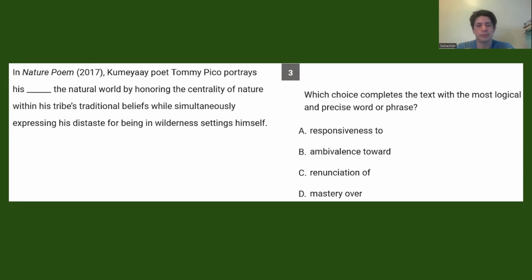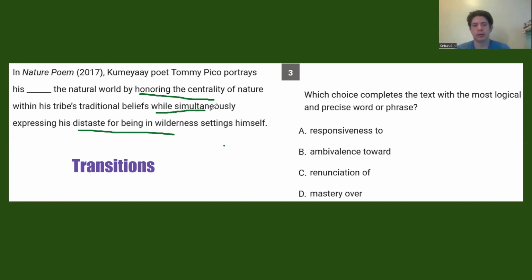In Nature Poem, 2017, Kumeyaay, I hope I'm pronouncing that okay, poet Tommy Pico portrays his blank, the natural world, by honoring the centrality of nature within his tribe's traditional beliefs while simultaneously expressing his distaste for being in wilderness settings himself. Okay, so it's interesting. We're going to focus on transitions, right? And we still use all of them. So the natural world by honoring the centrality of nature. Okay, so this is positively related to nature. And then he has distaste for being in it. So there's this conflict going on there, right? And we get that through the while simultaneously. So there should be a conflict here.